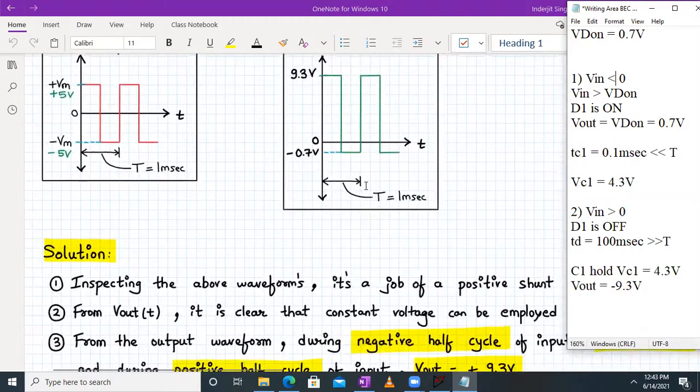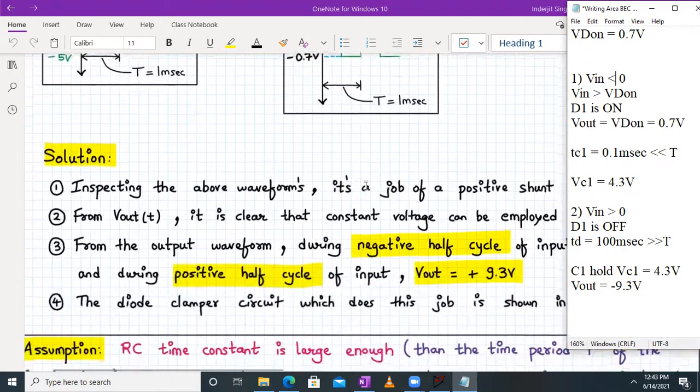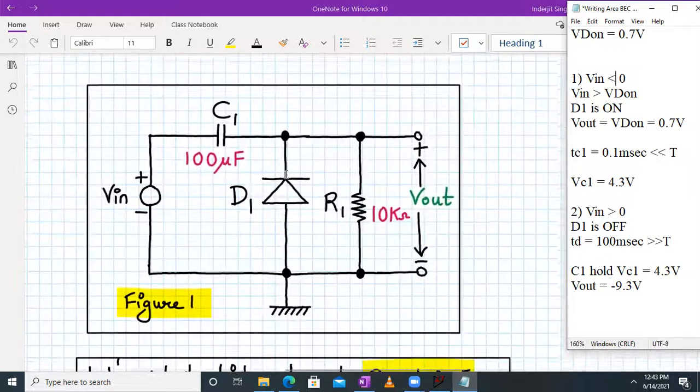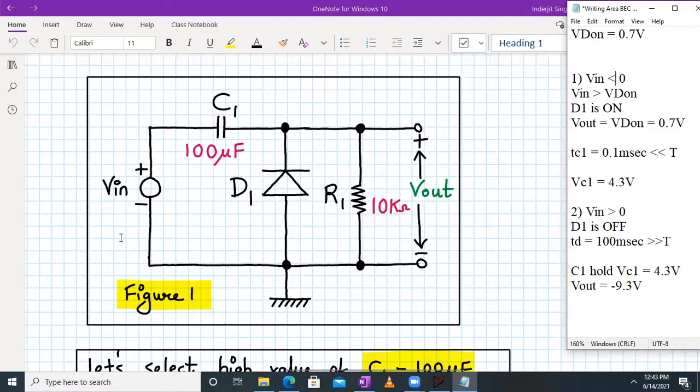But if it is a sinusoidal wave or a triangular wave, then we have to write in general form. So your diode will be turning on when Vin is in the negative half cycle, so Vin is less than minus VD on value. If Vin is less than minus VD on value, then only the diode will be turning on. We have seen that in clipper circuits also. In a negative half cycle, when Vin value is lesser than -0.7, then only the diode turns on.